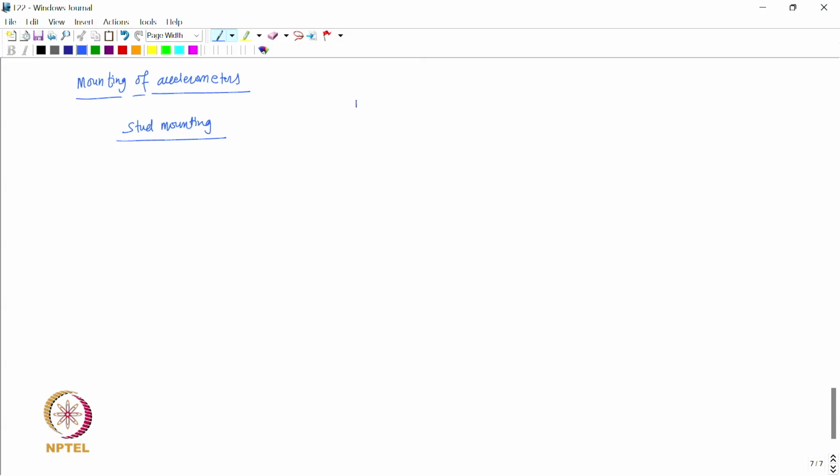So, in this case the accelerometer is secured to the surface using a stud. So, let us say if this is the accelerometer and let us say this is the surface, and now a stud is used. A hole is drilled in the surface and threads are cut into that hole, and then a stud is used to connect the accelerometer to the surface like this.